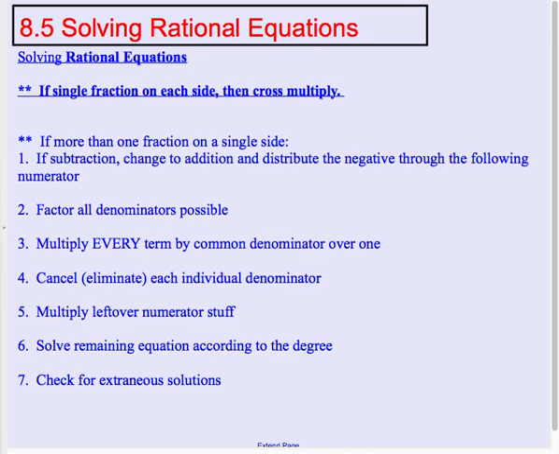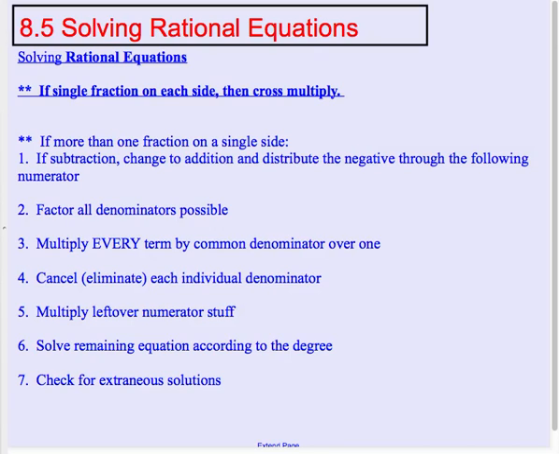So the last piece for part one of rational functions is solving rational equations. Now we've seen some simplified versions of rational equations. We're going to see a little bit more complicated ones in this lesson. Here are the steps. Again, I didn't put the steps off to the side because they're a bit wordy for this lesson.